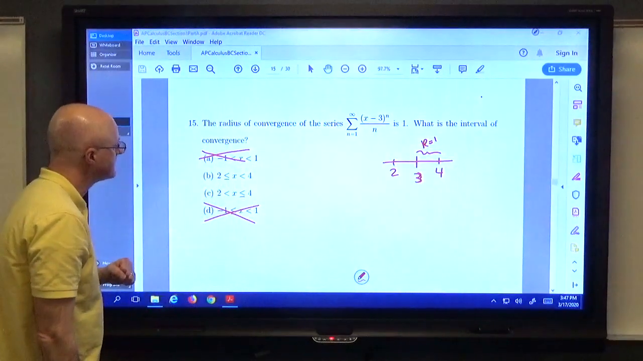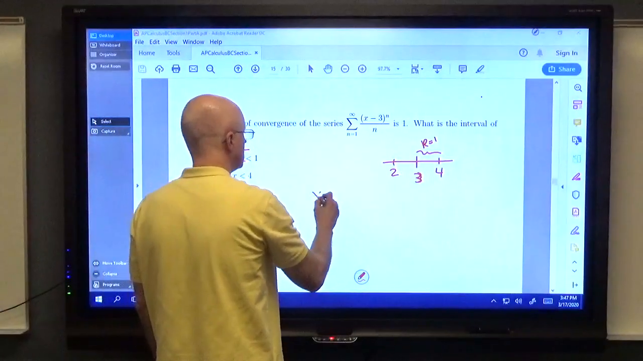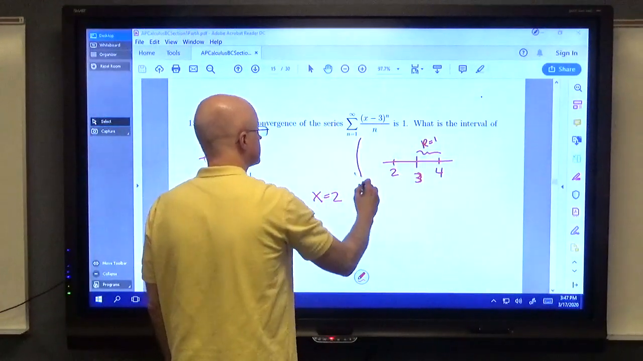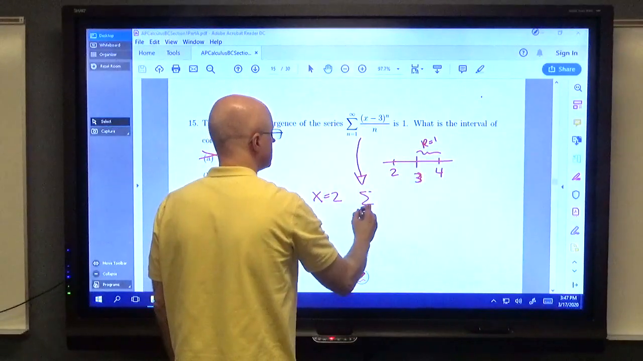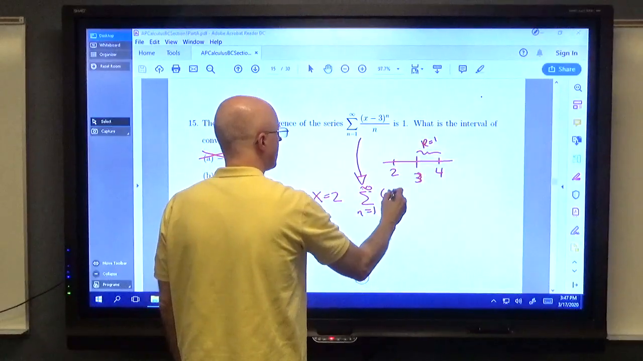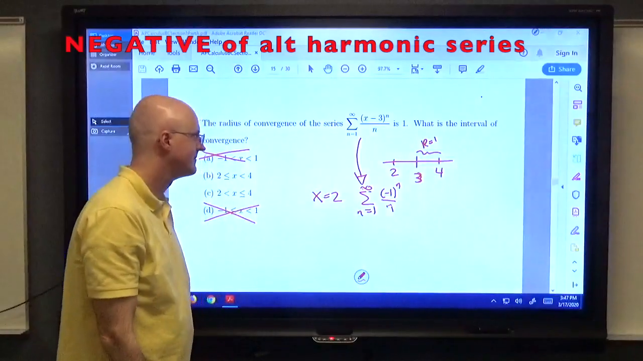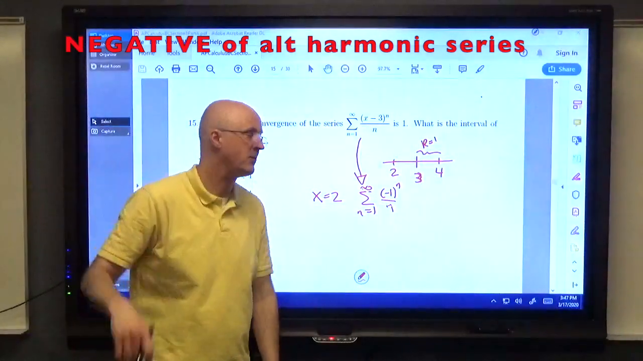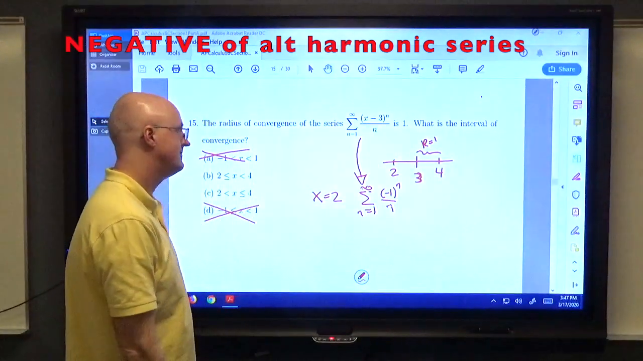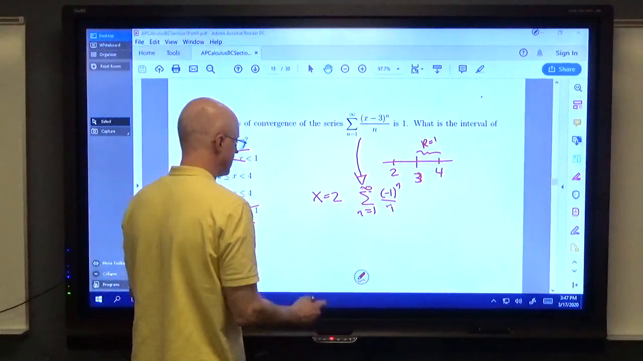What about the other answers? We've got to think about those endpoints one at a time. When x is 2, what does the series become? It becomes, replace x with 2, you get (-1)^n over n. This is the alternating harmonic series. It's conditionally convergent, like we saw in that other problem so long ago. It does converge, though, by the alternating series test.